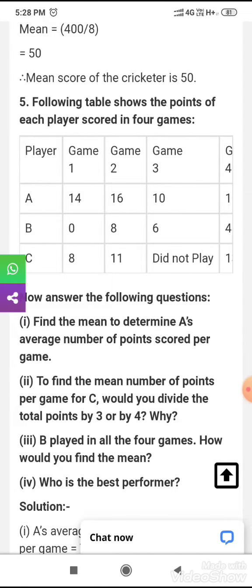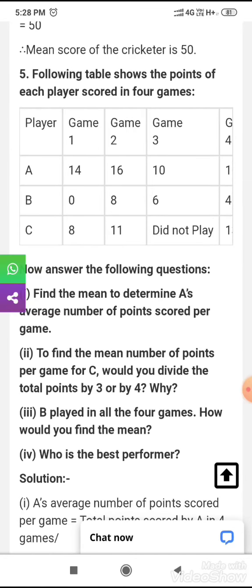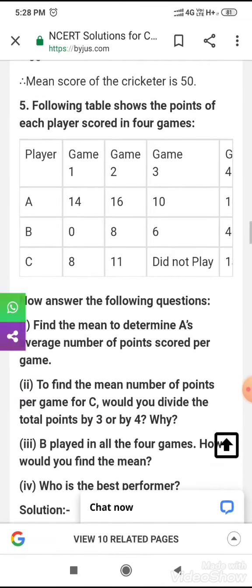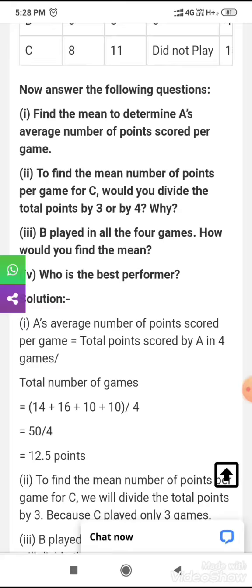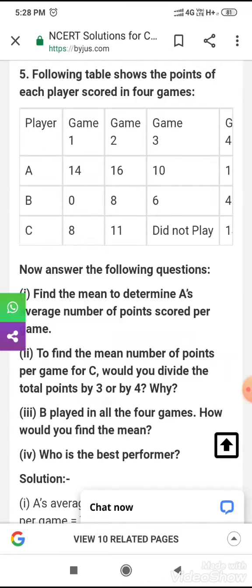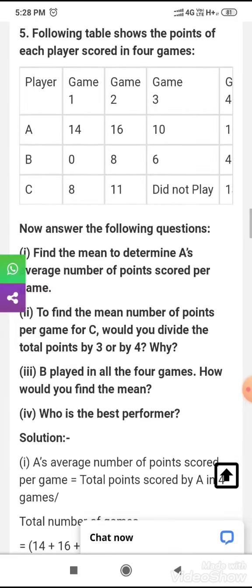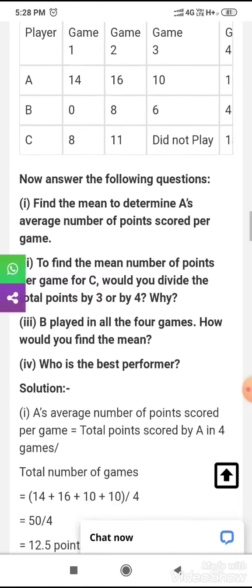Fifth question is: the following table shows the points each player scored in the 4 games, and then we answer the following questions. First, find the mean to determine A's average number of points scored per game.